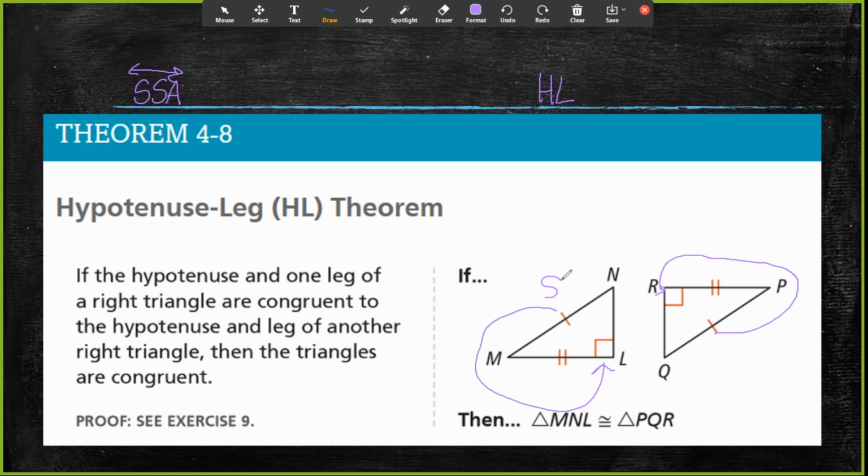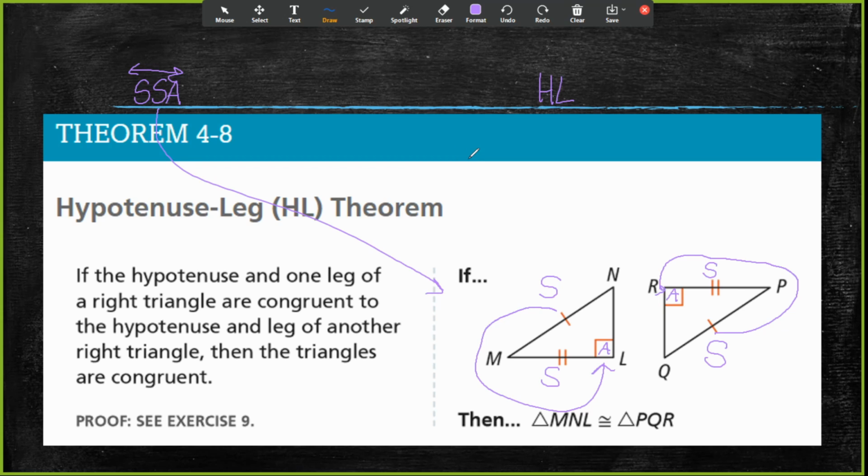So I start with an S for the side congruency. Travel around, didn't have the angle, but I did get the double marker. So that's my second side, and then I ended up at an angle. Remember, all right angles are congruent. So I do have what would be SSA, but we can't use that.